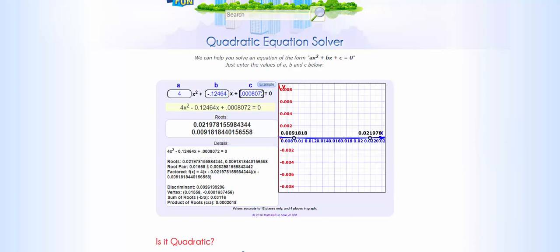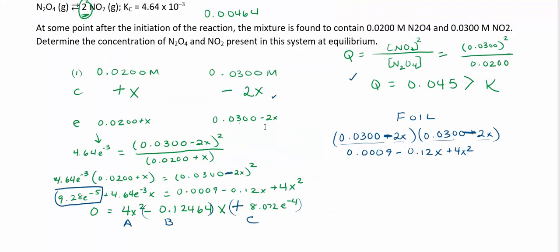Show me your work so that I can find where you have made your mistakes and give you most of the credit. So now I have two roots. X is 0.0219, I'm going to call that 0.0220. And X is 0.00918. Go back to the problem and let's see which one fits.